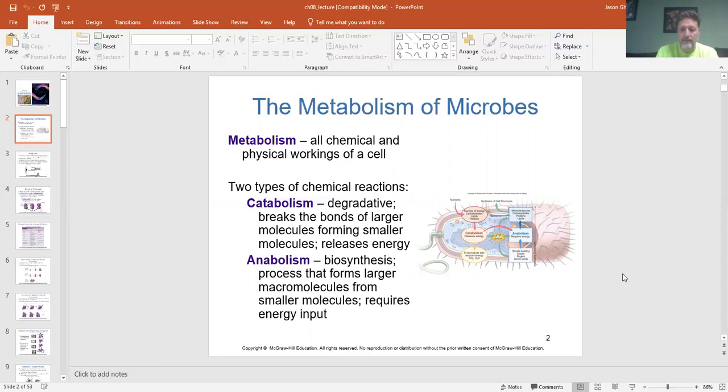The opposite of this is anabolism, and that's where you take small ones and put them together to make a larger molecule. This requires energy, so you have to put energy into it. And it's just the reverse of the process. So you take amino acids, put them together to make a protein, and well, it takes energy to build something. So catabolism and anabolism.